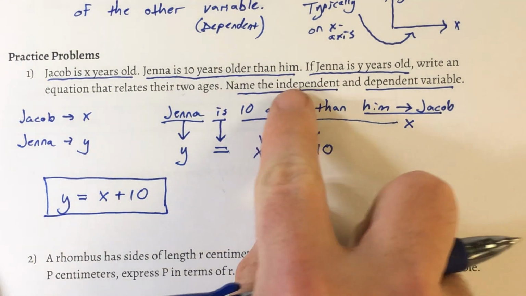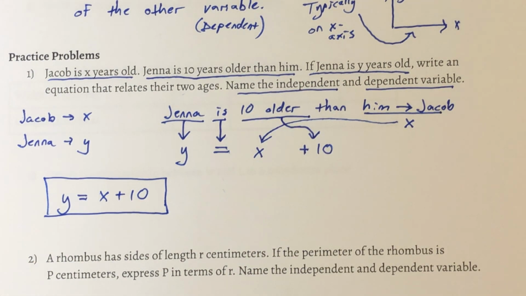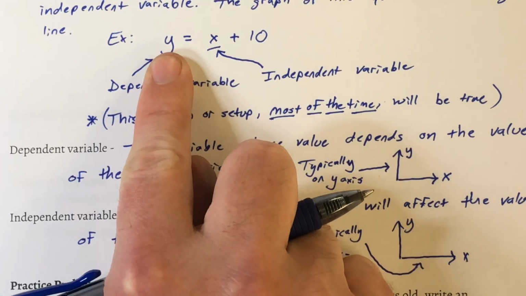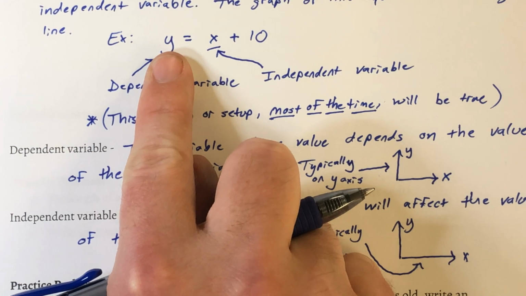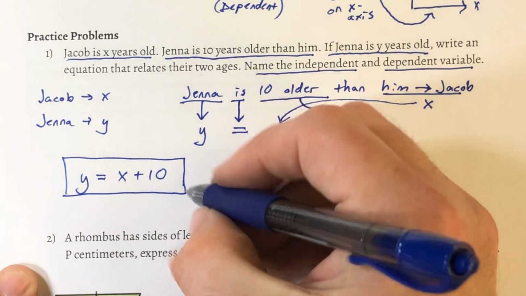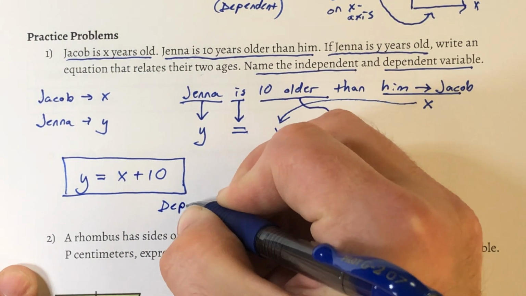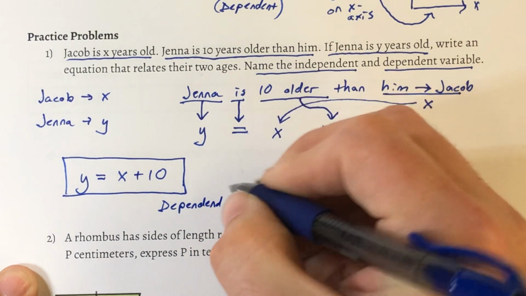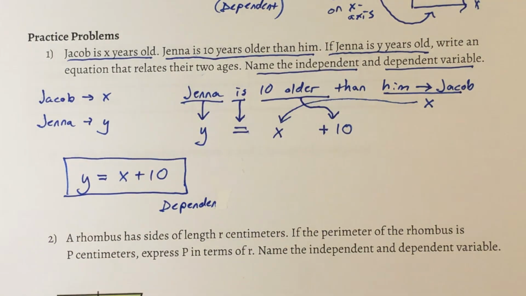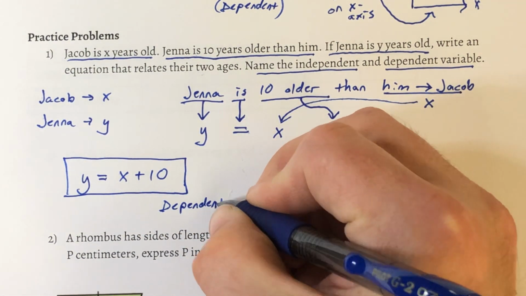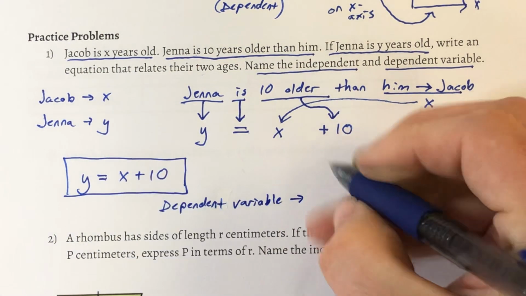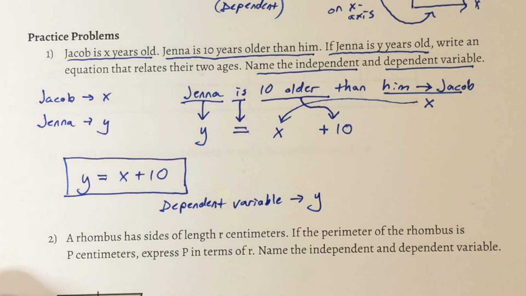The second, it wants to know the independent and dependent variables. So what depends on what? Now, if you remember our pattern from above, we said the variable by itself is typically going to be your dependent variable. So in this case, Y is by itself. So that means our dependent variable, and I can't spell dependent apparently. Let's try that again. Our dependent variable is y, so Jenna's age, essentially.